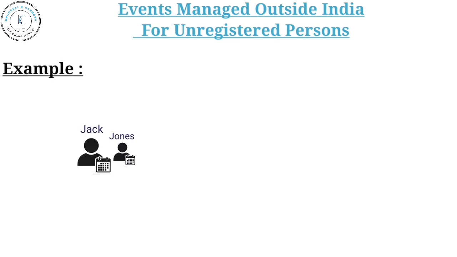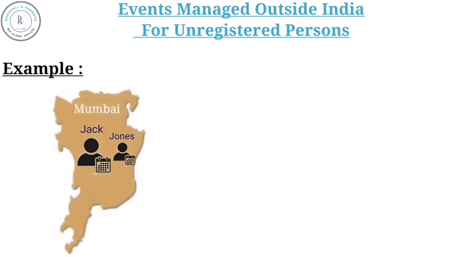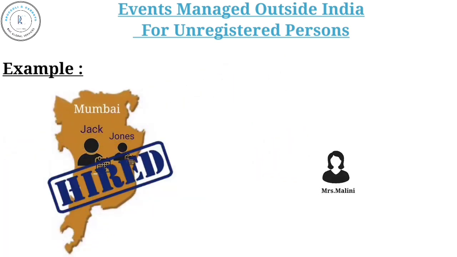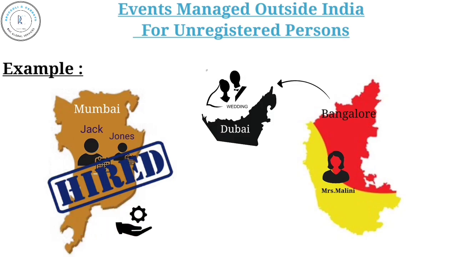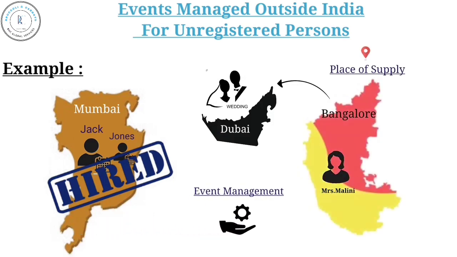Example: Jack and Jones, Event Managers, Mumbai, is hired by Ms. Malini, based in Bangalore, to manage her sister's wedding, held in Dubai. Supply of service: event management. Place of supply: Bangalore. Since the location of event is outside India, the location of recipient is the place of supply. GST: IGST. So, that is all for this topic.